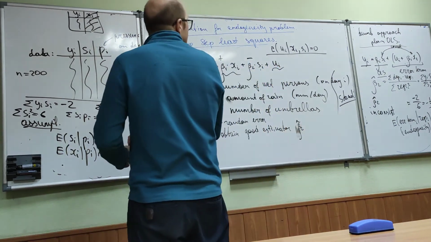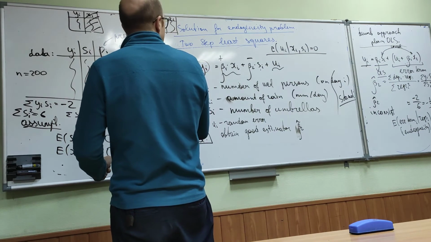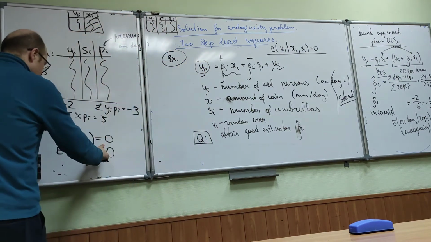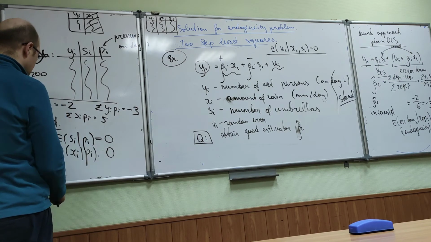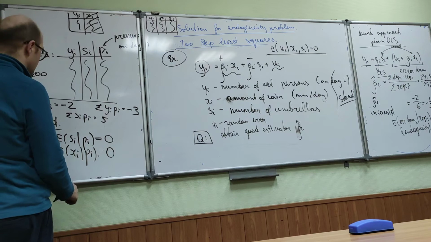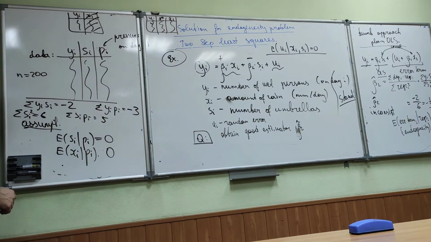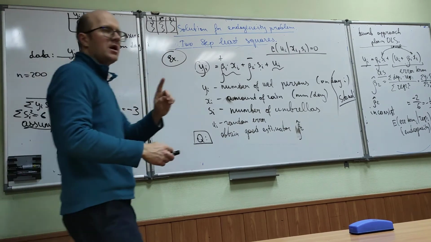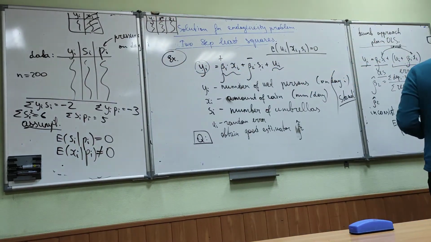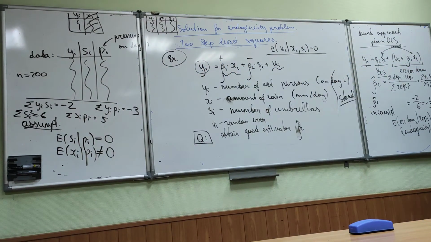Sorry, I made a mistake about assumptions. What do I need about this P? P is a bad instrument. I need another assumption. I need something that is correlated with umbrellas, because I need an instrument. So what are the properties of an instrument? P is not a good instrument.